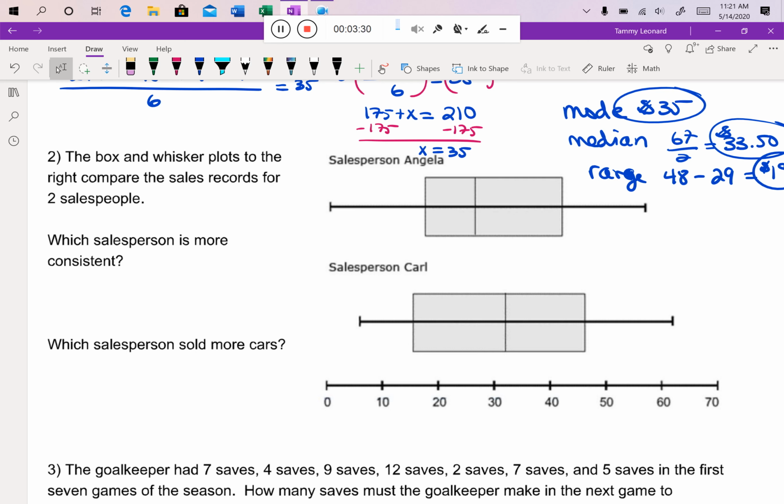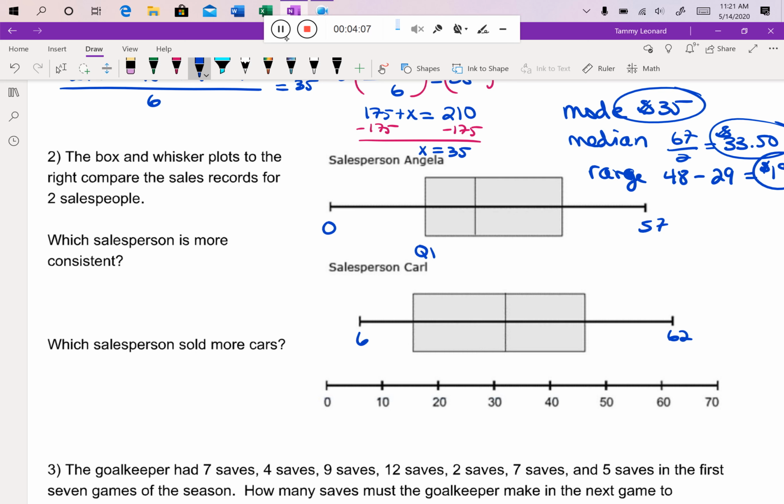Now, as I look at this, I've got to try to estimate a little bit. It looks like Angela's worst month, she sold nothing. But her best month, she sold about 57. Compared to Carl's worst month, he sold 6, compared to his best month where he sold 62. So immediately we see that both Angela's minimum and maximum are lower than Carl's minimum and maximum. So it's not looking so good for Angela to begin, but let's also look at their boxes.